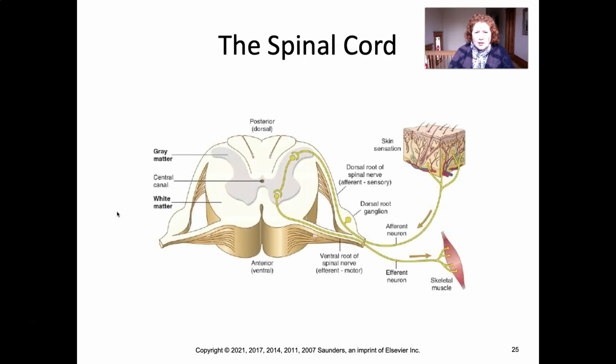So let's take a look at your spinal cord. This is a cross section of your spinal cord. Okay, so let us figure out where we are. Anterior is going to be front, so this is what faces toward your throat, the front of your neck. Posterior, this is what is on your back side, on the back of your back.